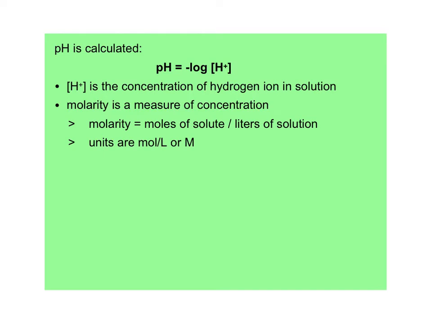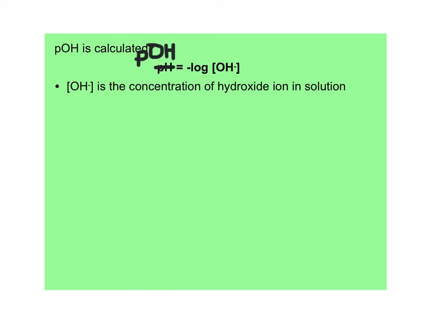Concentration is measured with something called molarity. It is the moles of the solute, so the moles of the acid or base, or any solute in general, per liter of solution. So units are moles per liter, or we just use a capital letter M to stand for moles per liter. You've probably heard of pH, but you may not have heard of pOH. To calculate pOH, it's the negative log of the hydroxide ion concentration in solution.